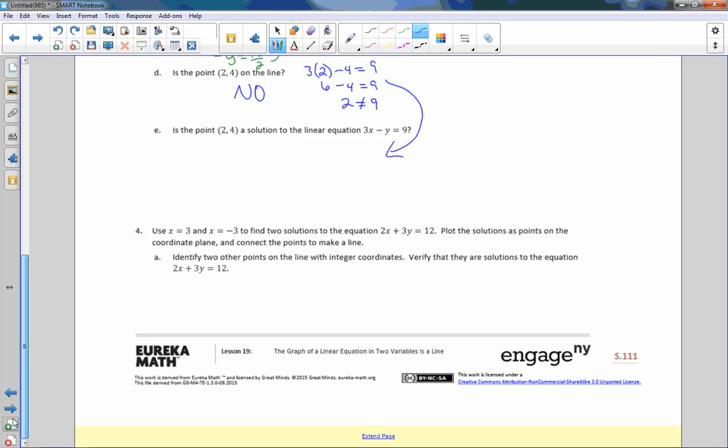Okay? Number 4. Use x equals 3 and x equals negative 3 to find two solutions to this equation. Plot the solutions on the coordinate plane and connect the points to make a line. Identify two other points on the line with integer coordinates. Verify that they are solutions to the equation. So this one's a bit different, but see if you can do it.